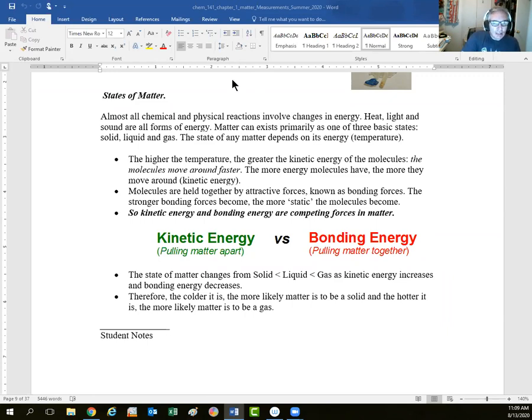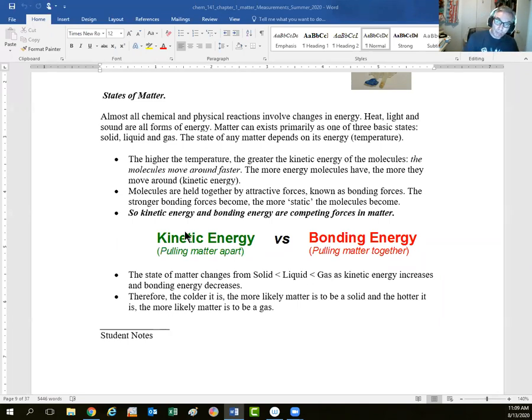Okay, so we left off yesterday, just about ready to look at the three states of matter, which we're no doubt already familiar with: solids, liquids, and gases. But the particular state of matter that you get for a particular compound depends on two forces which are working against each other. And that is the kinetic energy of the molecules. That's really just a fancy way to say the movement of the molecules.